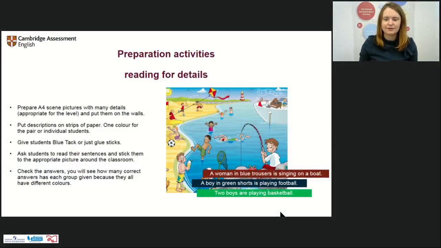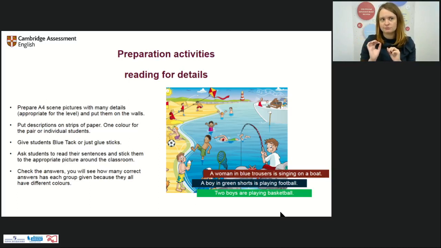So, another one, which will require some preparation from you, but you can use it with any content, depending on the topic of your lessons. So prepare big scene pictures and some sentences that describe them. So your focus can be different, can be colors or action verbs, depends on you. So provide your students with some blue tack or just glue, with strips of paper with sentences. So the task is, they just stand up and find the appropriate picture.